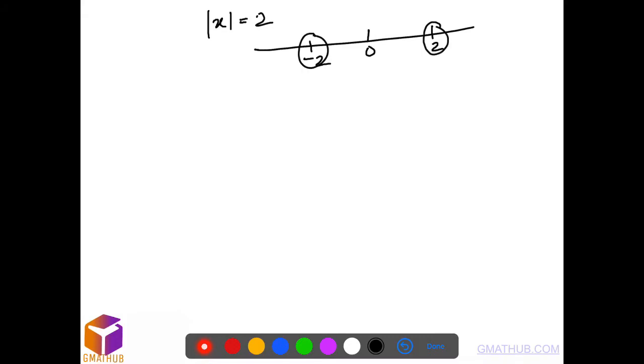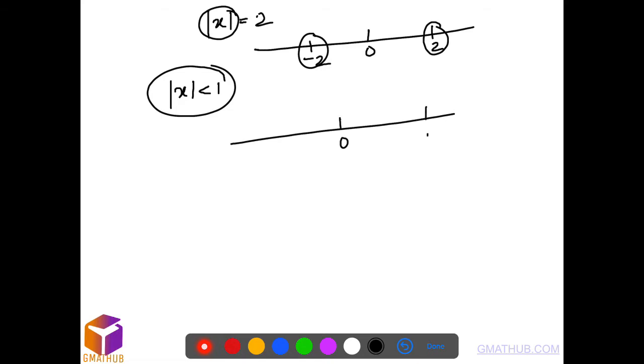Now mod of x is equal to 2, let's say. So what it means, value wise, x could be 2, x could be minus 2. Okay, in terms of value it will be positive 2. But if I have mod of x, let's say, less than 1, this is the situation.